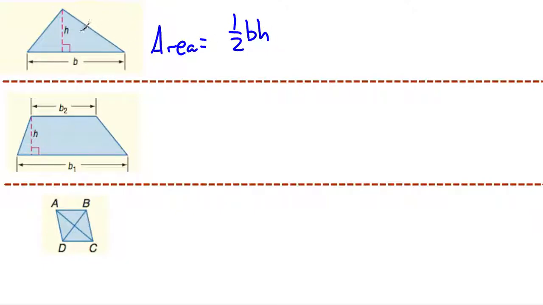That's always going to be true, but again, make sure that you don't say that this is the height, because it's not. That's just some side of the triangle. The height and the base are always perpendicular.